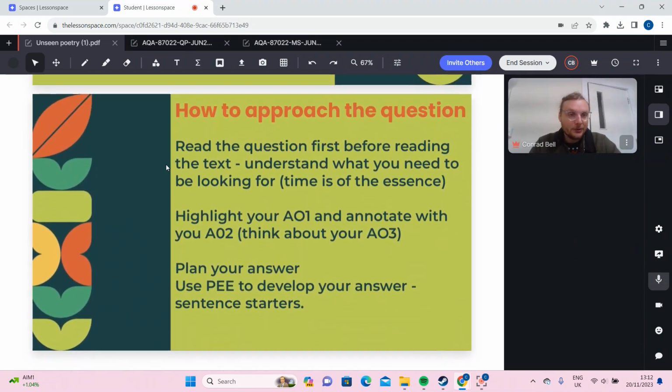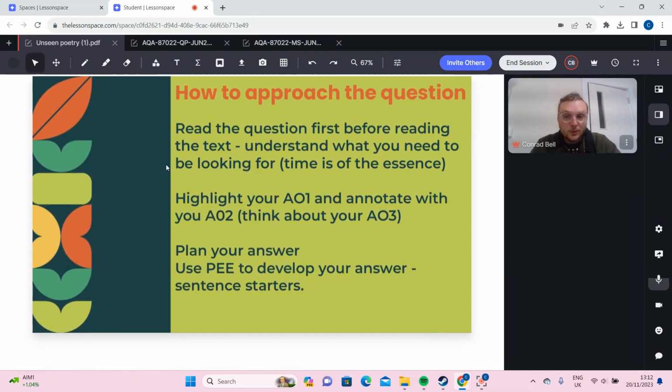So again, I've shown you this before, but this is just a really good structure to go through for all of the exams. So you read the question first before reading the text to understand what you'll be looking for.